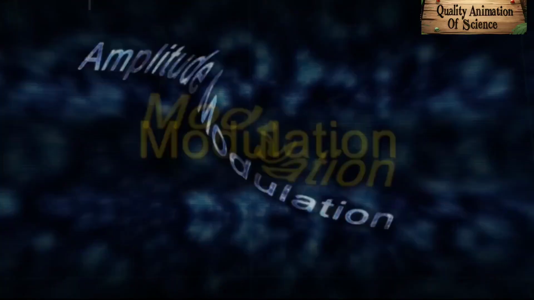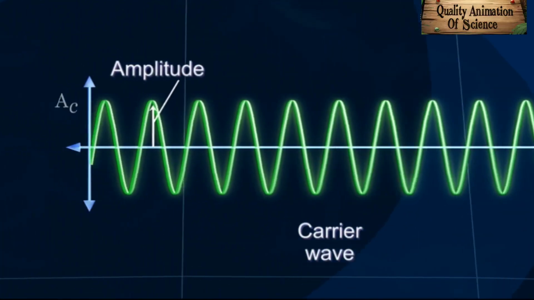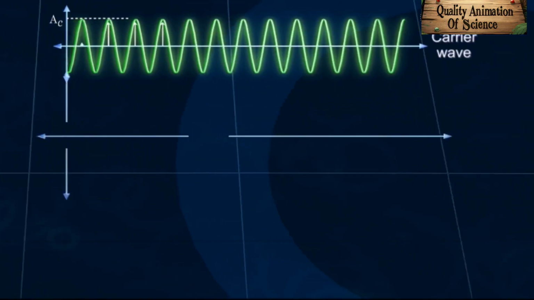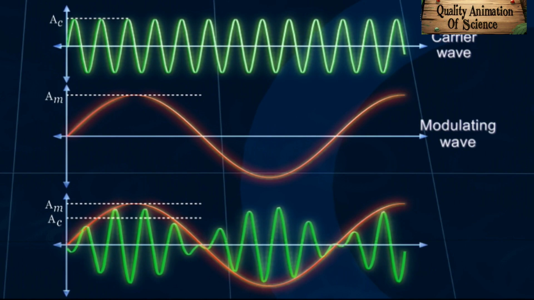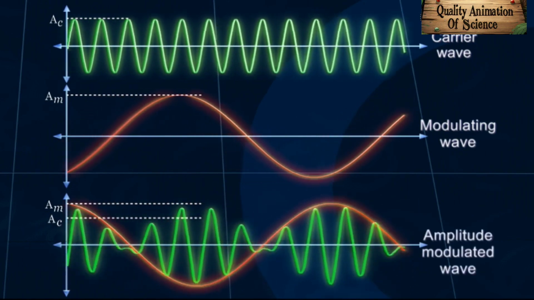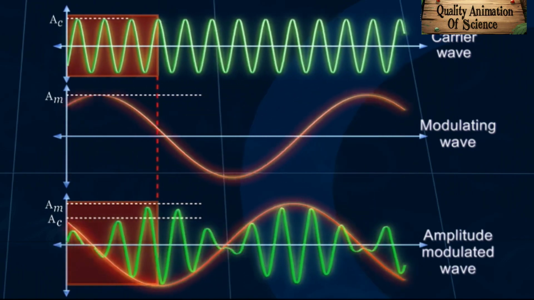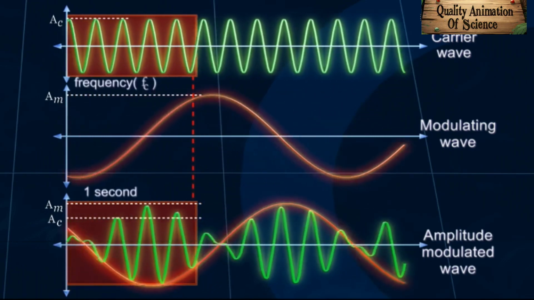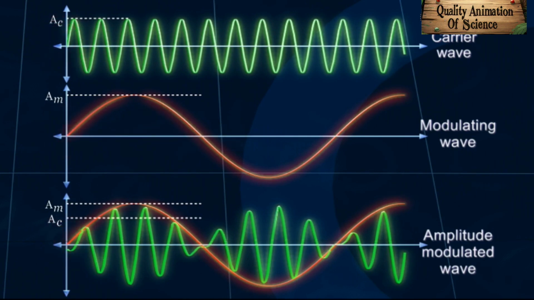Amplitude modulation. A modulation in which the amplitude Ac of the carrier wave is changed according to the instantaneous value of the modulating wave is called amplitude modulation. The frequency fc and the initial phase phi of the carrier wave do not change in this kind of modulation.